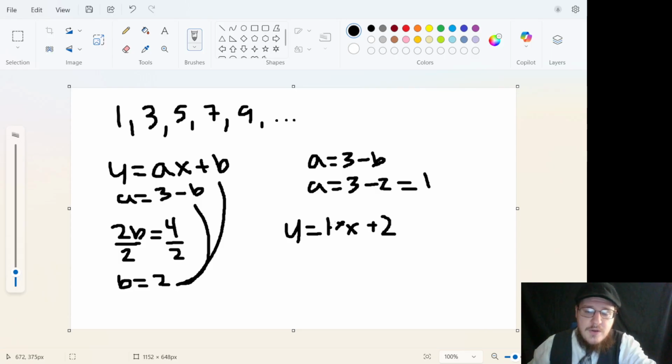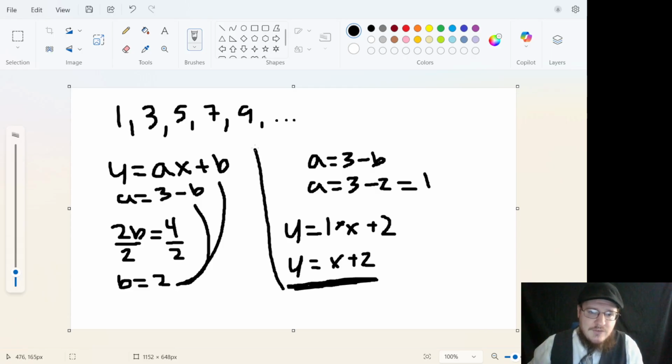Our rule here is y equals 1 times x plus 2. But I'm going to write this a little bit cleaner, because again, 1 times any number is still going to be that number. So we got y equals x plus 2. Boom. This is our rule that governs this pattern here.